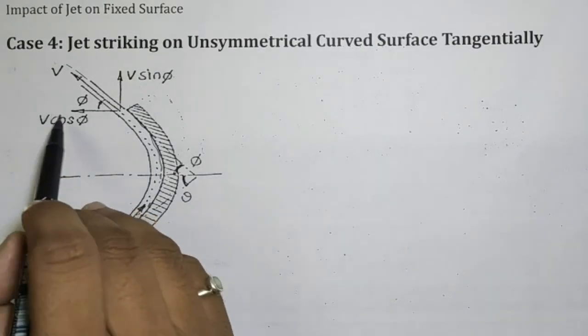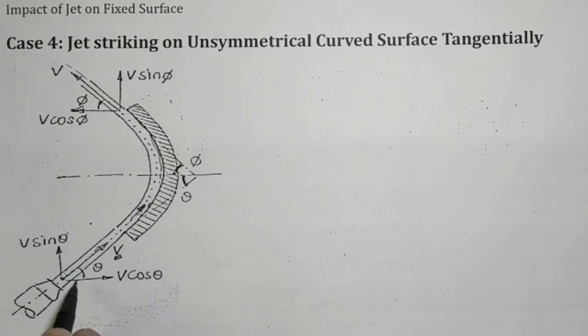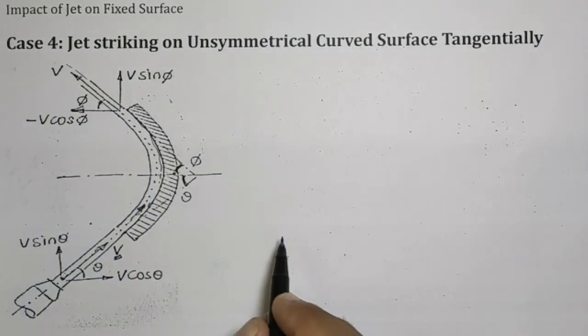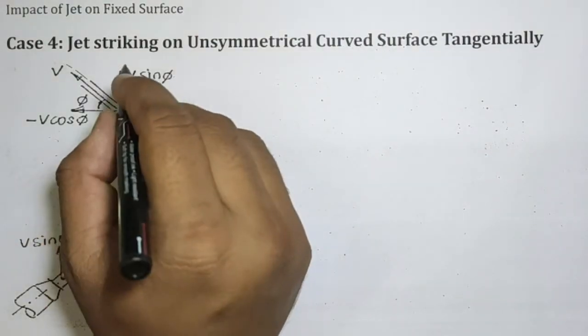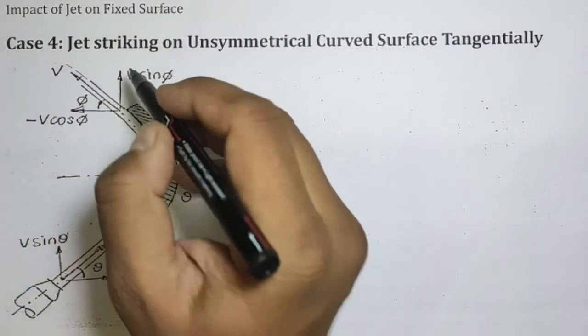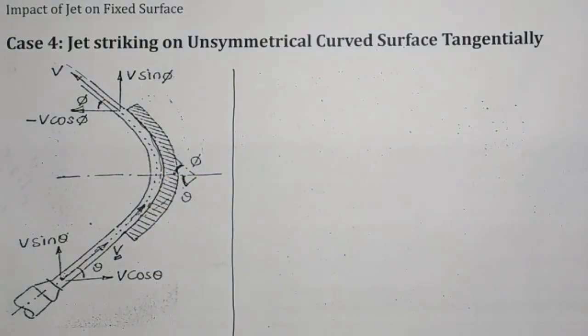One is along the x direction, v cos phi, but as the direction is opposite, we can say it is minus v cos phi, and in the y direction the velocity is v sin phi. Now we will write down the equation for force.